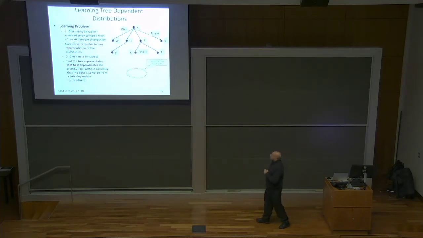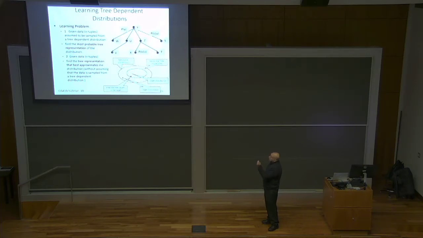So in pictures, here is the space of all tree-dependent distributions. In the first story, the target distribution is here. In the second story, we're looking at the space of all distributions, a much, much larger space, and the target distribution could be here. In both cases, we are going to learn something that is inside the space of all tree distributions.